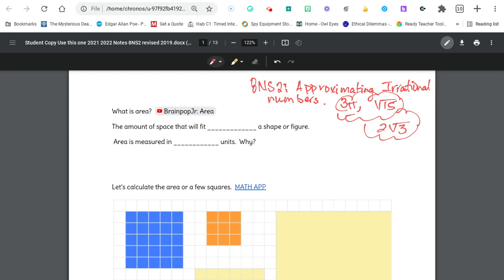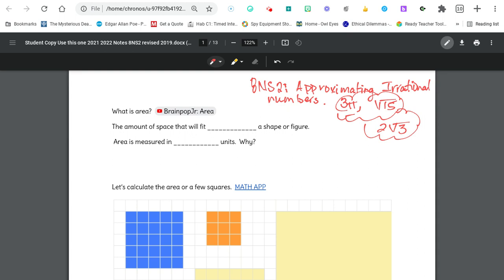But we're going to talk about pi last, and we're going to just work on the square roots of imperfect squares today. And it's just an introduction. So to introduce standard 8NS2, I'm going to talk a little bit about area, because when we do real life problems, I'm going to tie it to area. And I want you to know about it even before I get to those kinds of problems.